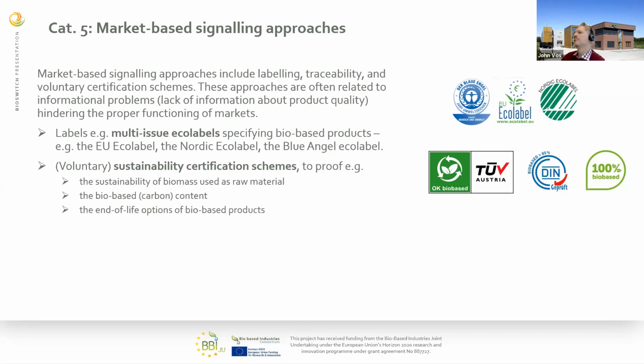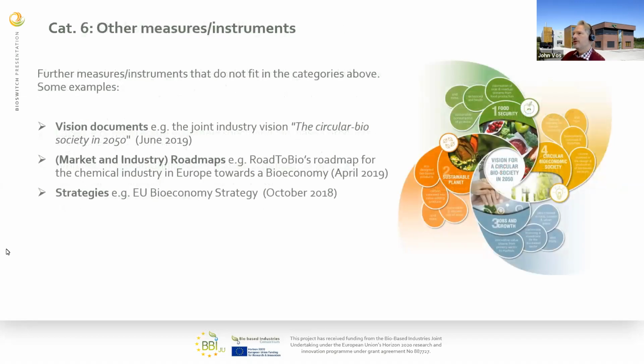Next slide. Finally, there is a category of other measures and instruments. And here we find, for example, vision documents, as the one that was issued by BIC in 2019. Roadmaps, such as the roadmap for the chemical industry in Europe towards a bioeconomy that was issued by the Road to Bio project, and strategies.